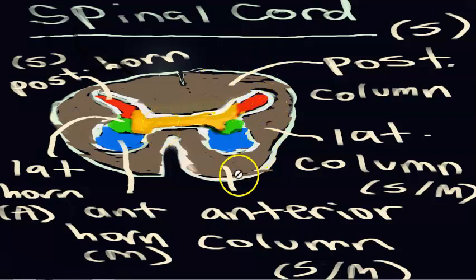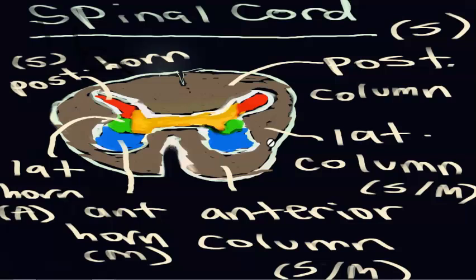So in terms of the columns, they consist of white matter and they're responsible for the tracts of the spinal cord. So the posterior column is going to carry sensory information. So I put an S here. The lateral column is going to carry both sensory and motor. And the anterior column is also going to carry sensory and motor information. In fact, sometimes these are collectively called the anterolateral column because they both carry sensory and motor information.